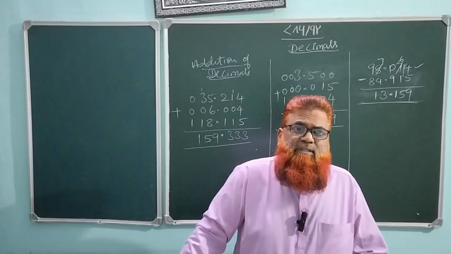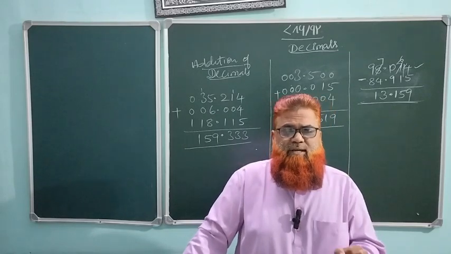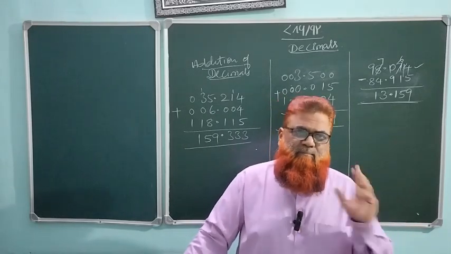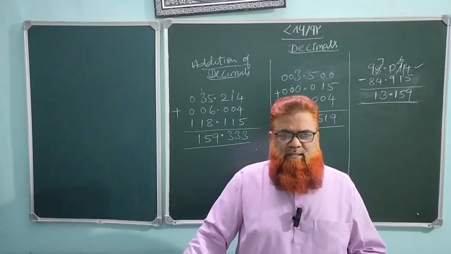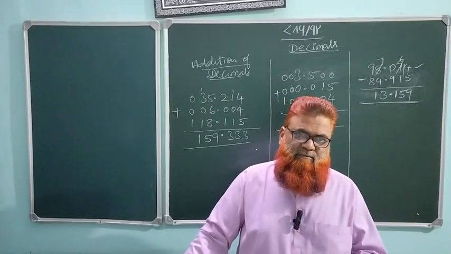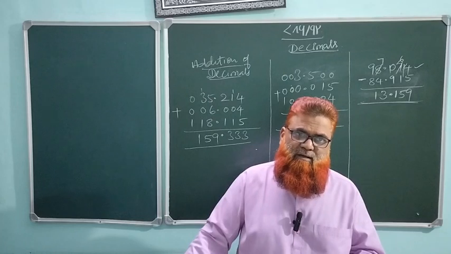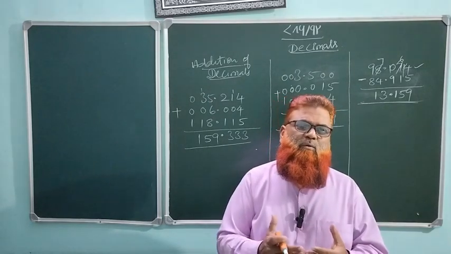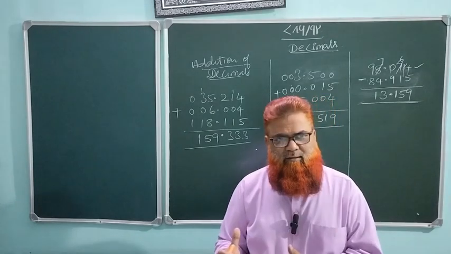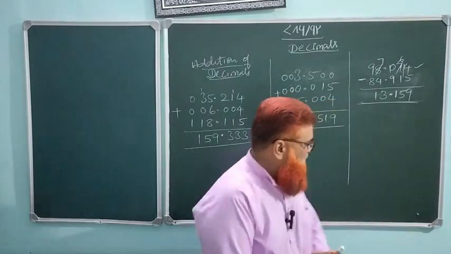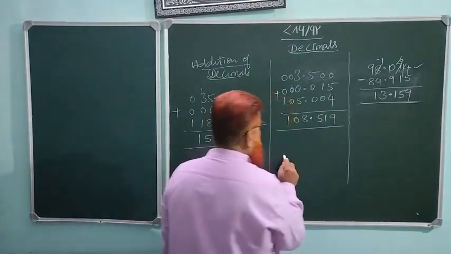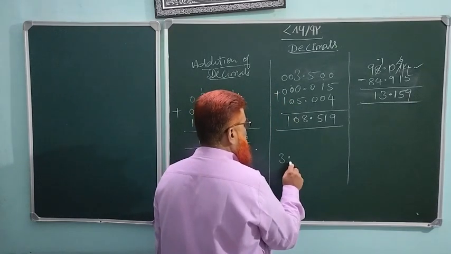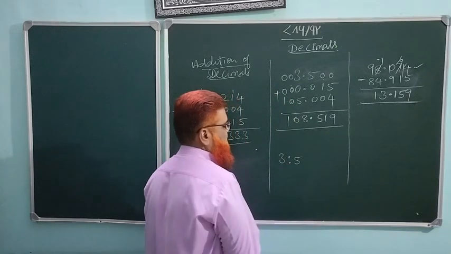Let me just remind you of one thing. When you teach decimals, it's very, very important, because fraction, decimal and ratio are all correlated to one another. I repeat once again. Say, for example, 3:5, right?